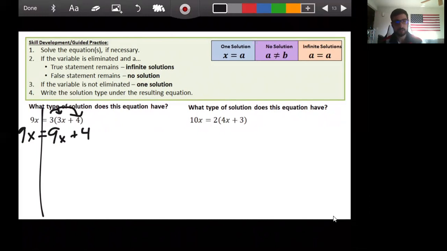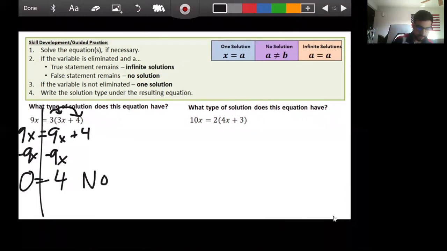Now I need to get my variables on the same side. I see that x is all by itself on the left, so I'm going to go ahead and subtract this 9x over here. I end up getting 0 equals 4. My variables are gone. 9x minus 9x is 0. There's nothing there anymore. 0 equals 4. Does 0 equal 4? No, 0 does not equal 4. So as a result, we are going to have no solution.